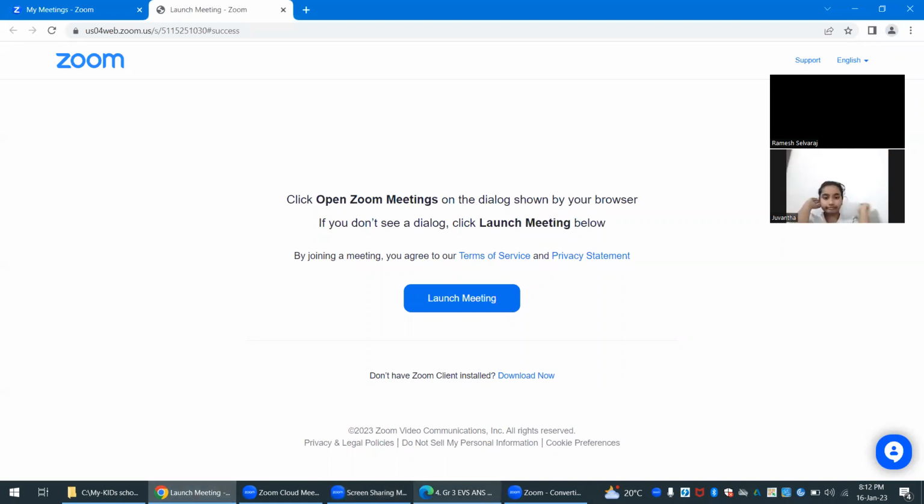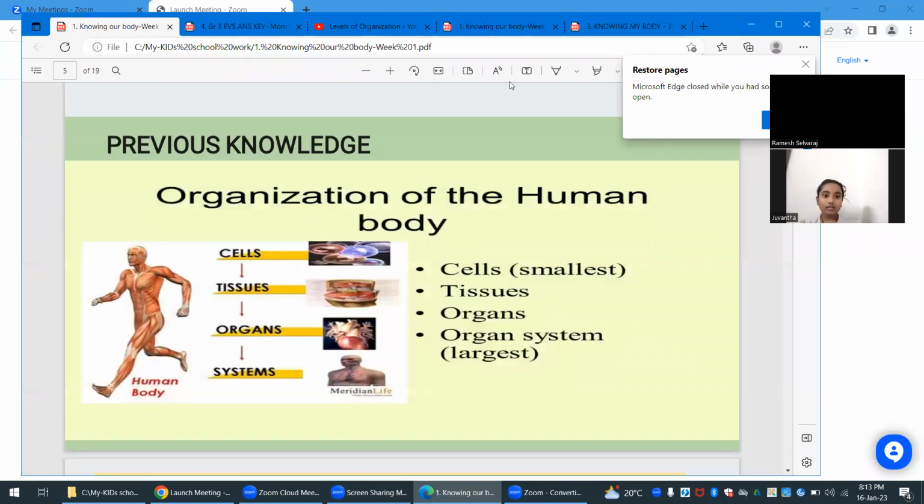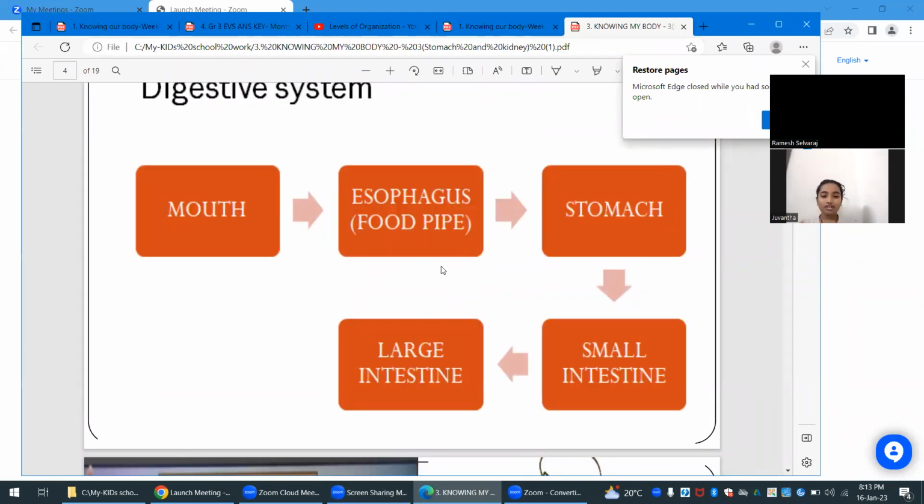The process of digestion starts from what? Mouth, food pipe, stomach, or small intestine? Mouth. When we're chewing, saliva makes it soft. It goes to the esophagus, the food pipe, and then to our stomach, where there's some gastric liquid that makes it more soft. It goes to the small intestine, then the large intestine. Yeah, that's right. So it starts with the mouth: mouth, esophagus, stomach, small intestine, large intestine.